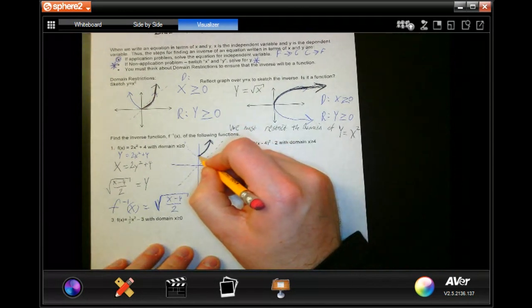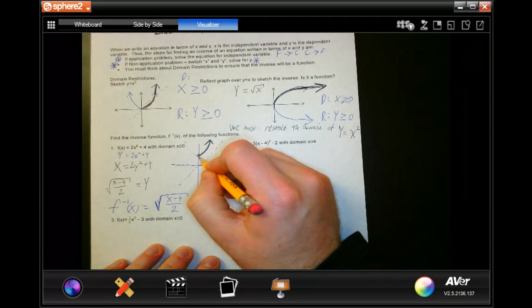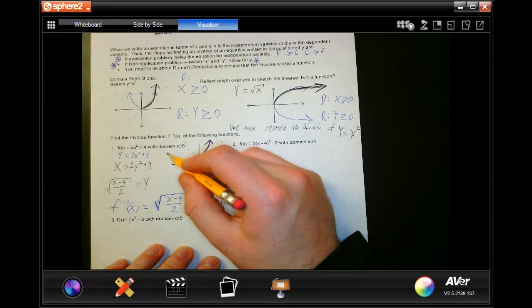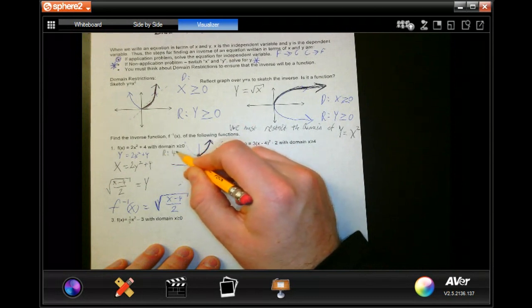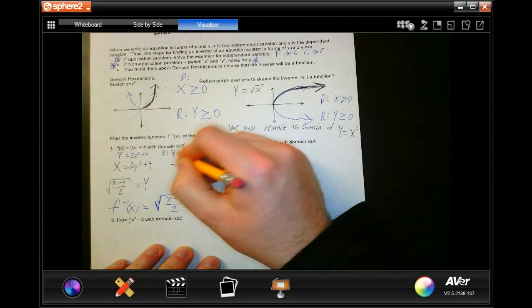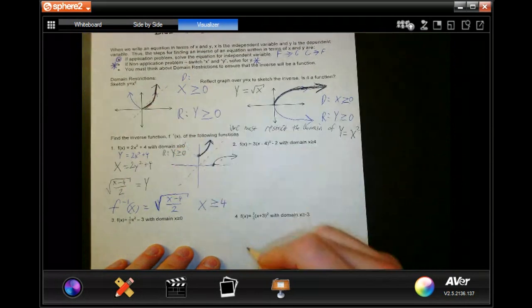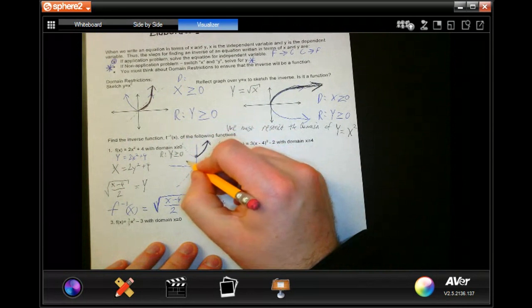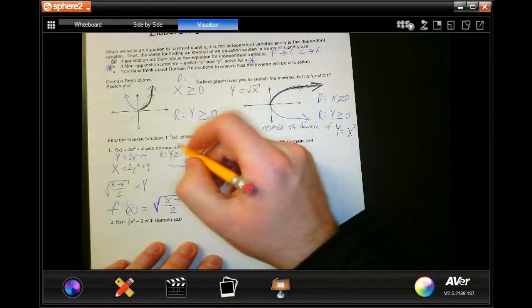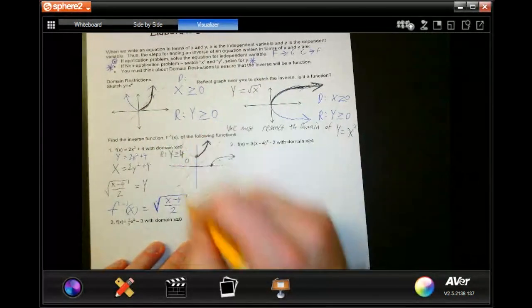Let's do all this. Let's start with McKinley's point. The original range restriction was y is greater than or equal to 0. Another thing I want to say, what point is this? This point is greater than or equal to 4. All right, y is greater than or equal to 4.